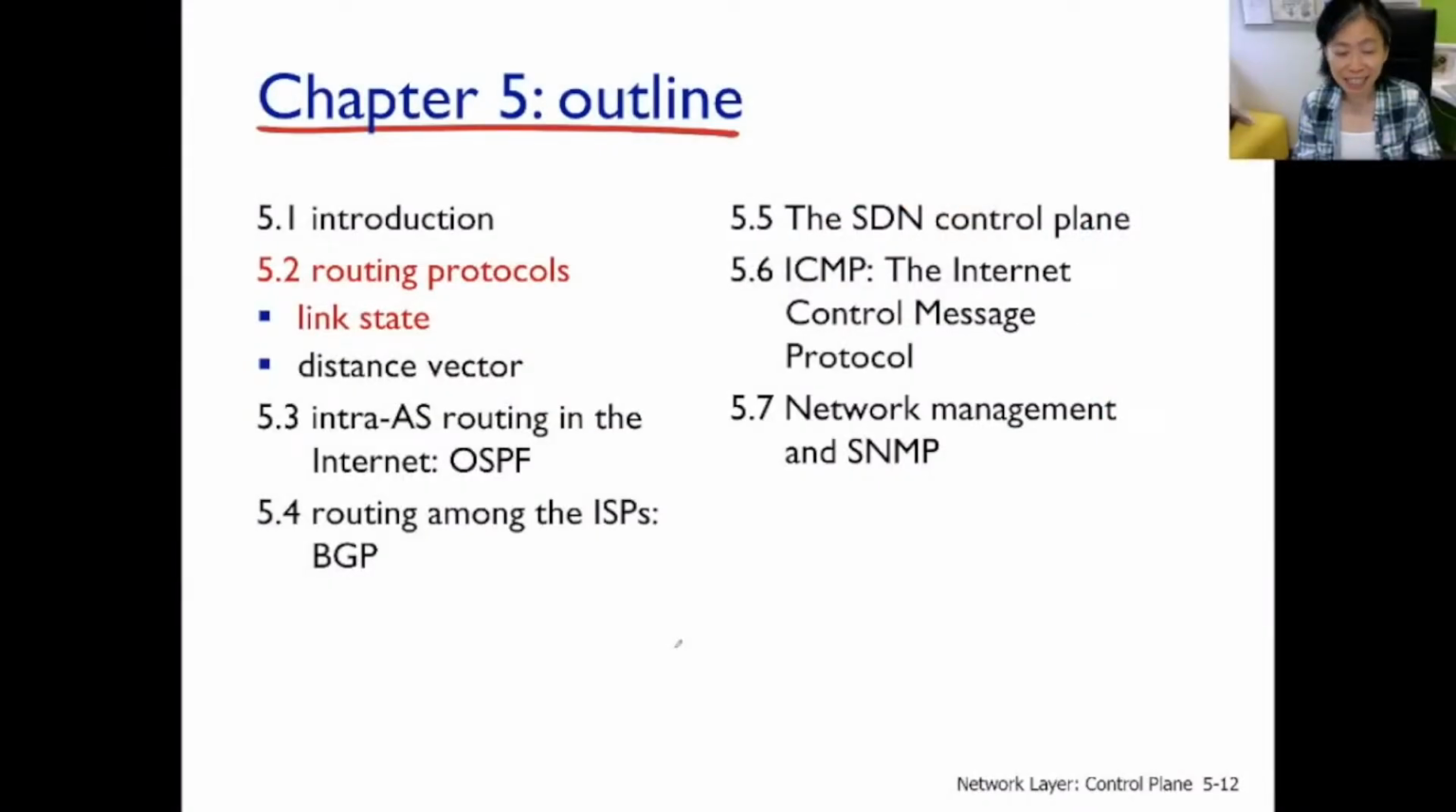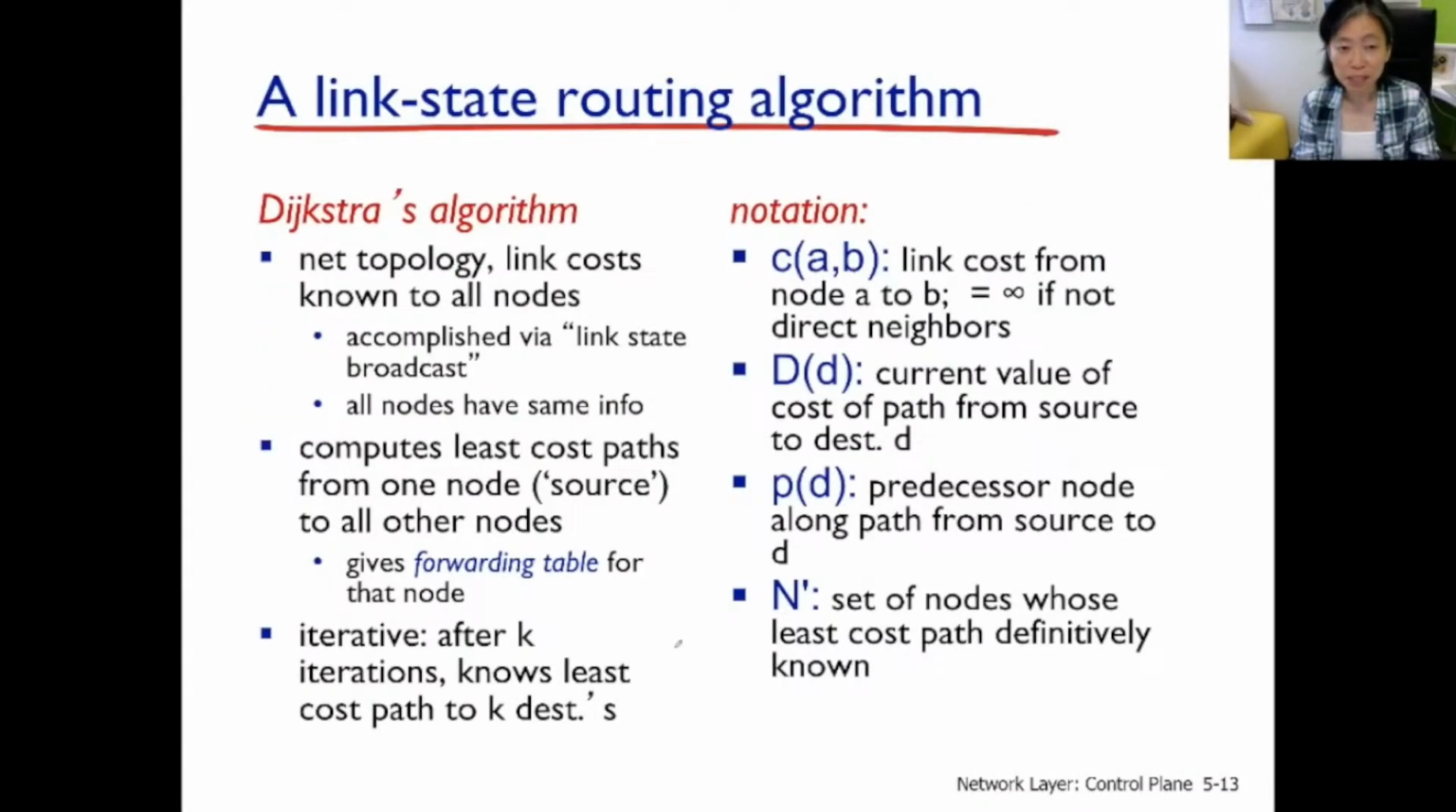Now finally, the link state routing algorithm. So what's implemented there essentially is Dijkstra's shortest path algorithm. This is very well known in graph theory. Again, as mentioned, in order for this algorithm to work, we need the global information: network topology and link cost. And this information is acquired by sending these link state broadcast messages.